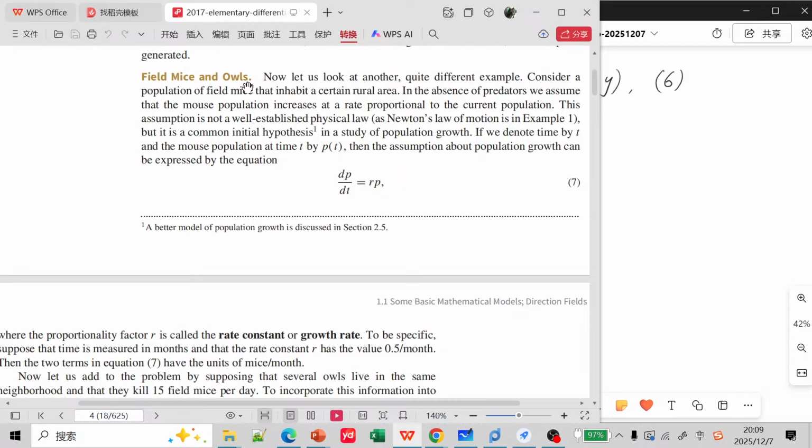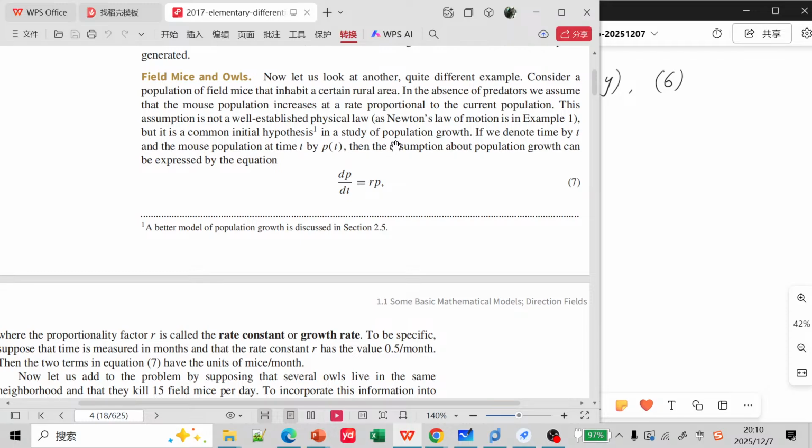Field mice and owls. Now let us look at another quite different example. Consider a population of field mice that inhabit a certain rural area. In the absence of predators, we assume that the mouse population increases at a rate proportional to the current population. This assumption is not a well-established physical law, as Newton's law of motion is in example 1, but it is a common initial hypothesis. A better model of population growth is discussed in section 2.5 later.